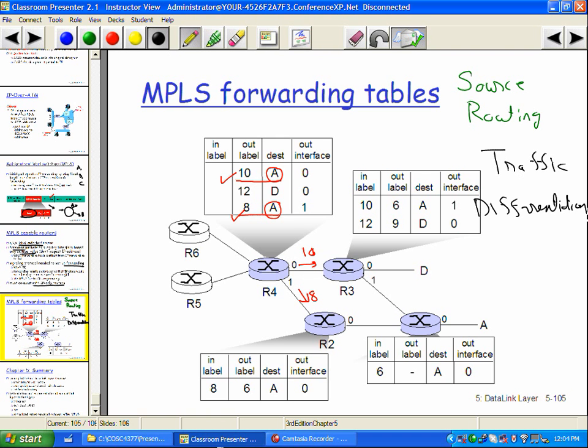Right. Well, basically, you can differentiate traffic, and you say, well, maybe somebody pays you more money, right?